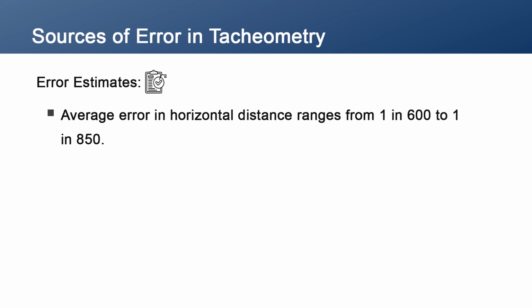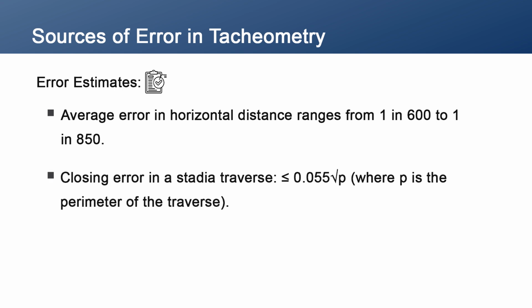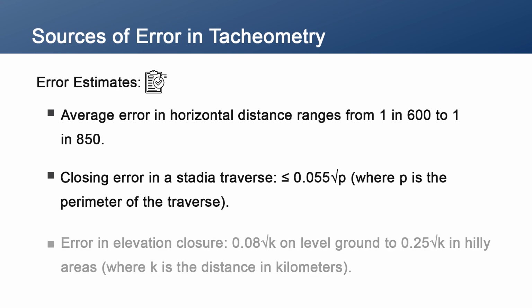But the closing error in a stadia traverse should not be greater than 0.055 root P, where P is the perimeter of the traverse, and the error in closure for elevation can vary from 0.08 root K on level ground to 0.25 root K on hilly areas, where K is the distance in kilometers.